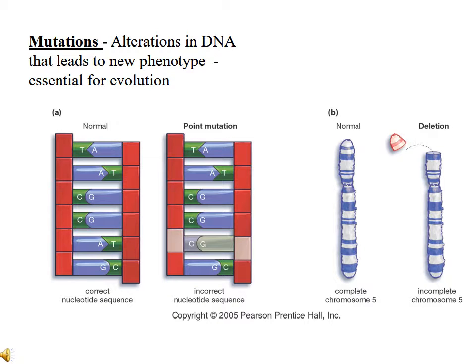Mutations, as we said, take place at the DNA level. Mutations may be point mutations, or a whole piece of chromosome may get lopped off and we have a deletion. Of course, any change in the DNA, any change in the genotype, will result in a new phenotype.